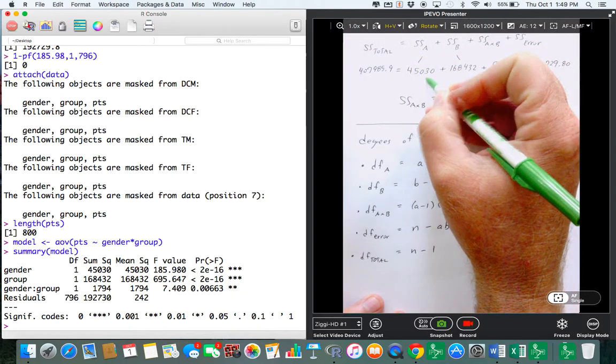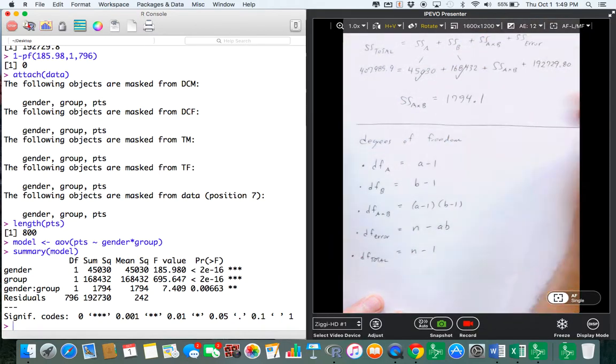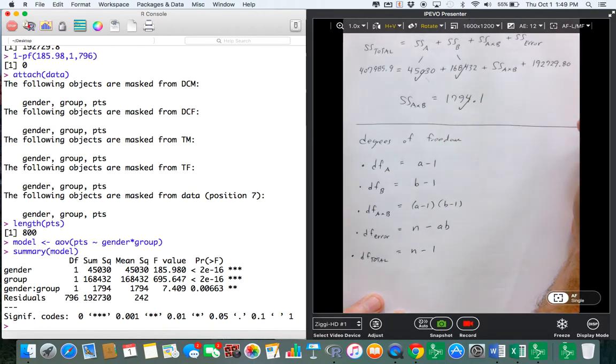See the 45,030, which is the sum of squares for the gender, 168,432. We have 1794, and then of course the error term is 192 that we're given there, and our degrees of freedom. You can see 796. You can see the reason we were given 0 when we calculated 1 minus PF is this is actually 0.000. Pretend I said 15 zeros 2, so it got tired of doing that, so it just told you 0.